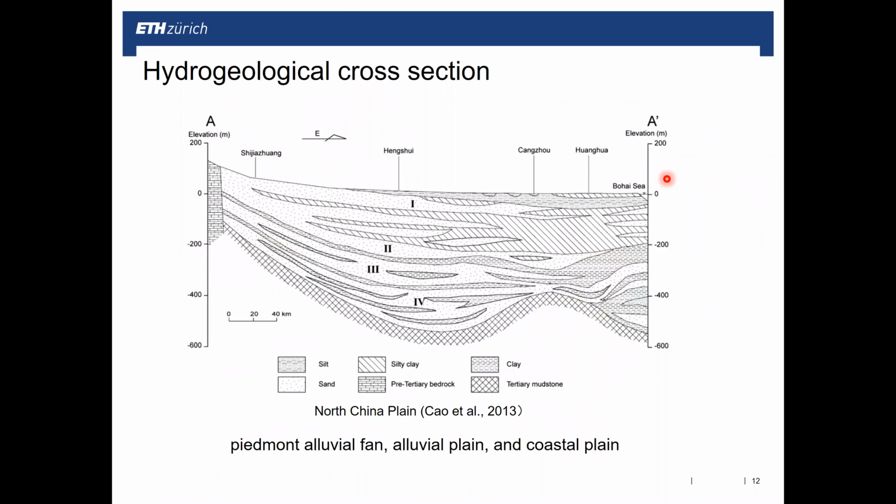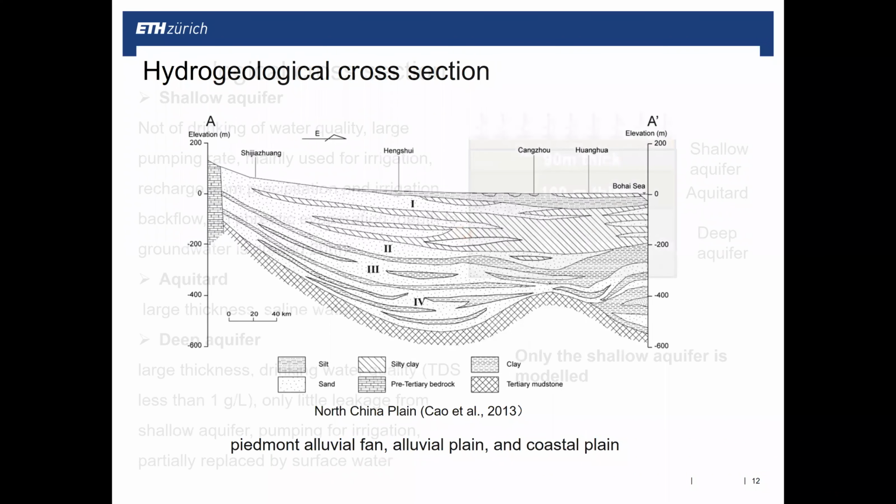And this is the hydrogeological cross section of the whole North China Plain from the west to the east. So it's clear that close to the mountain area, the Quaternary deposit consists mainly of sand, and when it comes to the alluvial plain, interbedded layers with clay or silt show up, and when it comes to the coastal areas, the deposit becomes finer and finer. Our study area Guantao is located in the alluvial plain.